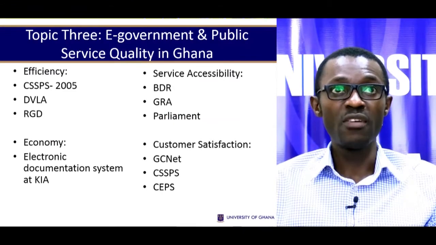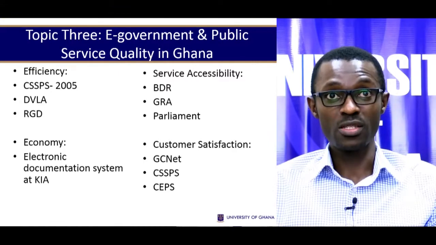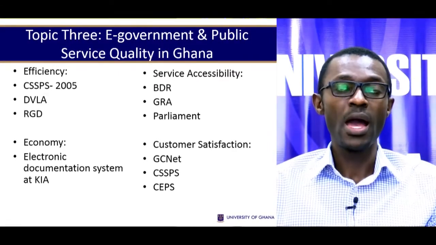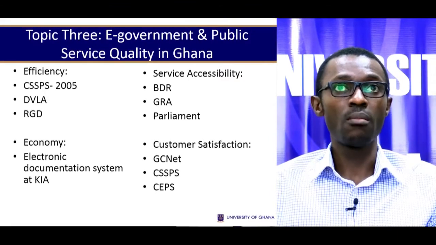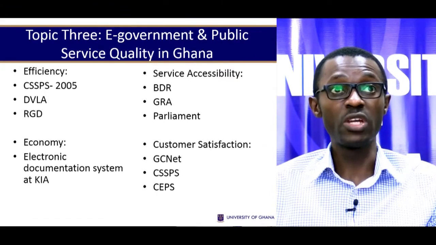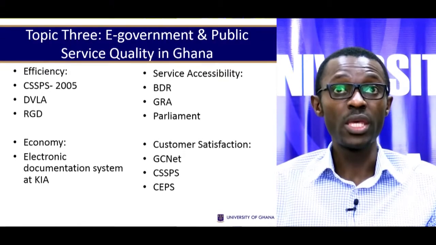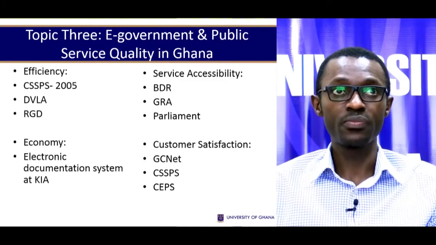Topic 3, e-government and public service quality in Ghana. In an article that I wrote myself, published in the Journal of Public Affairs in 2016, I examined four ways that e-government could be informing or affecting public management agencies or service delivery in Ghana. I looked at efficiency, economy, service accessibility, and customer satisfaction.